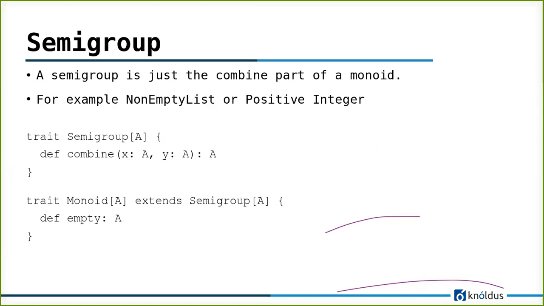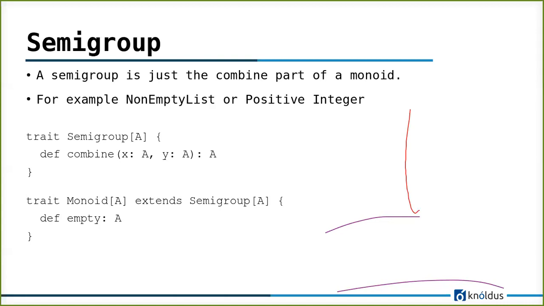And semigroups. We have semigroups now, another type class in cats. A semigroup is just a combined part of a monoid. For example, we have non-empty list and positive integer. As we discussed earlier, we have an empty data type for monoids, but in case of non-empty list, we can't have an empty list in case of semigroup. Same goes with positive integers.